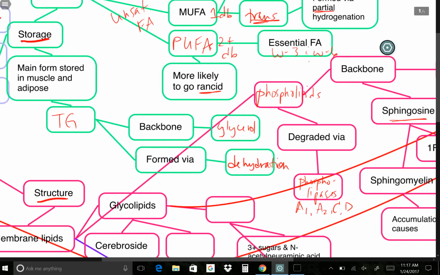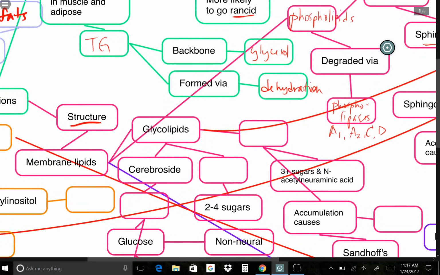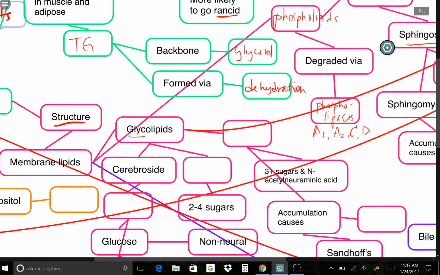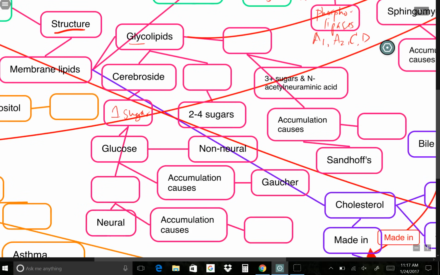If we go back to our glycolipids, the other type of membrane lipids that we have, glyco tells us it's attached to carbohydrates. So these are carbs and lipids together. We have some that are called cerebrosides. Cerebrosides are one sugar. They contain one sugar on them. And that sugar can either be glucose. If it's glucose, it's called a glucocerebroside, and it's located in non-neural tissue.